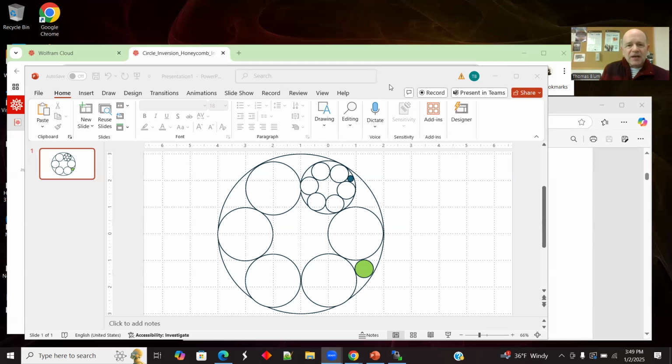I decided to tackle it because I've gotten these circles previously playing around with circle inversion on a honeycomb lattice. So I went back to that problem in Mathematica. So that's the problem. What's the size? What's the radius of this circle?